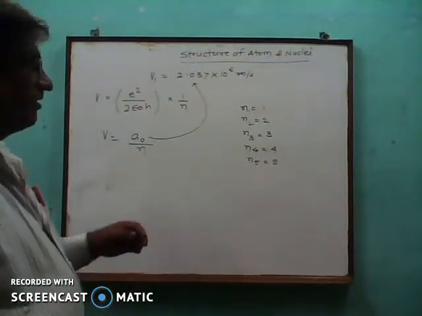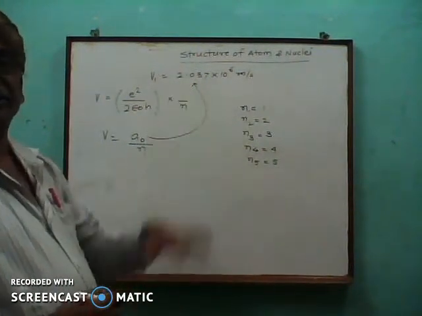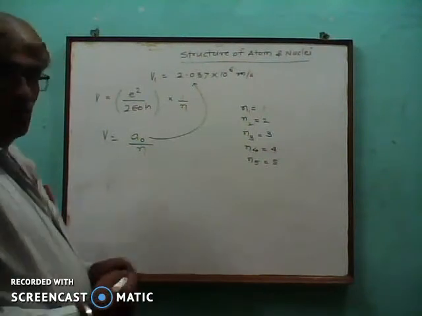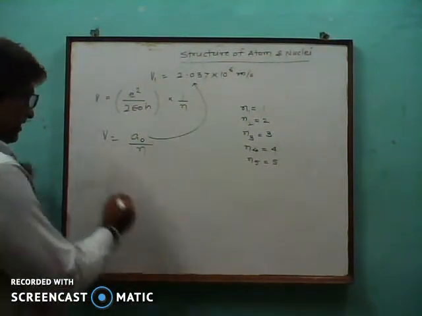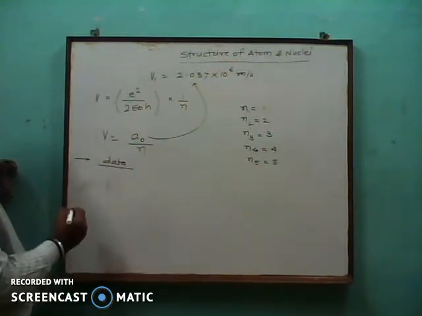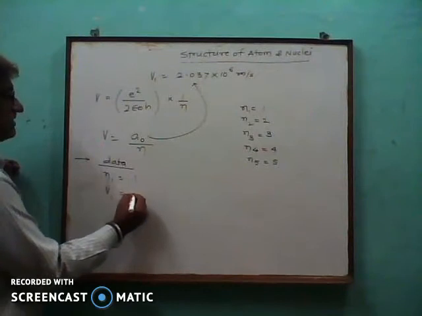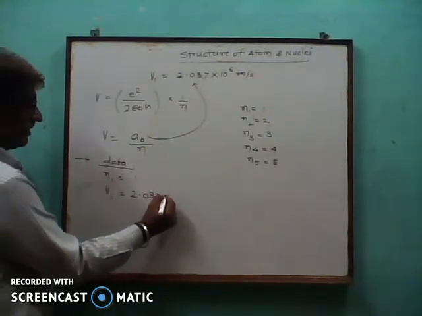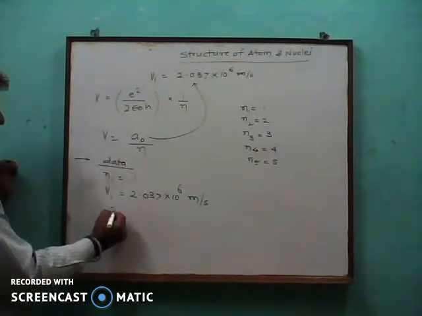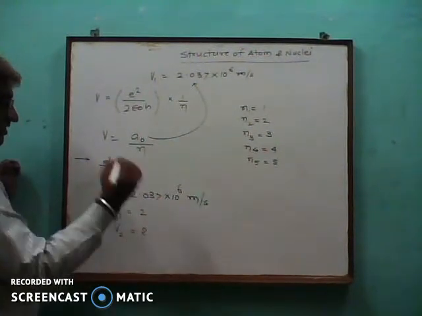If the velocity of the electron in the first orbit is 2.037 into 10 raised to 6 meter per second, we write the data for the answer. We know that for the ground state n1 is 1, V1 is 2.037 into 10 to the power 6 meter per second, n2 is 2, and we can find V2, which is the question mark.